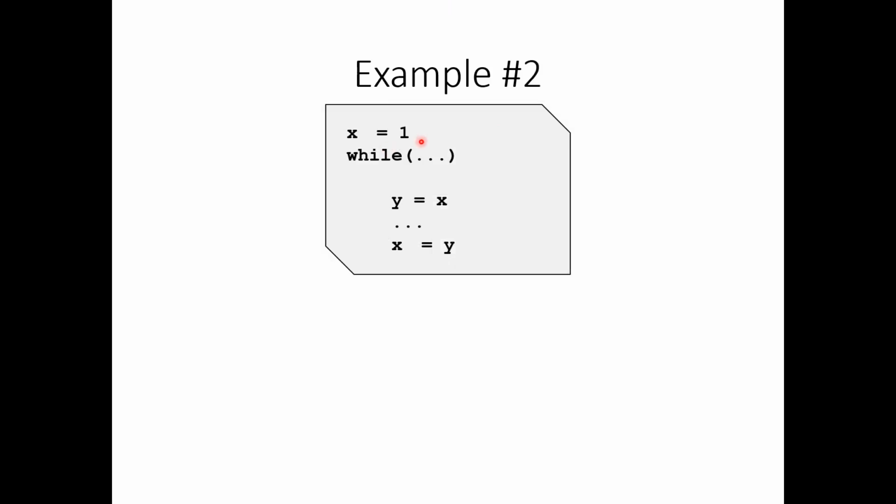I have x equals 1, and then I have while some condition, I do y equals x, and then I have some more code, and then I do x equals y. Now I'm showing you here the code instead of the control flow graph. But when I convert this into SSA, I'm going to do something a little unconventional here. So if I convert this into SSA, this is going to be x1, this is going to be x3, and I'm going to have a phi function here, x2 equals phi(x1, x3), right?